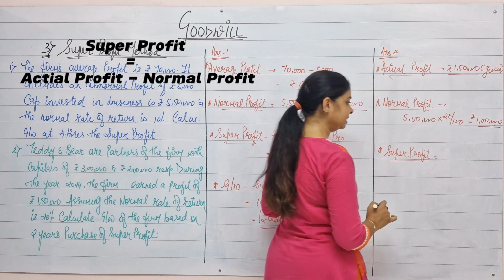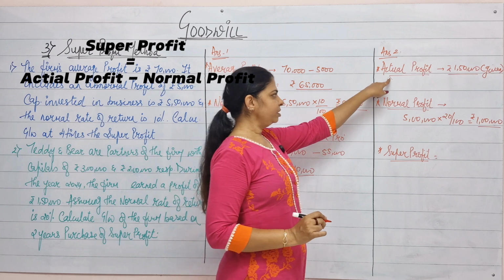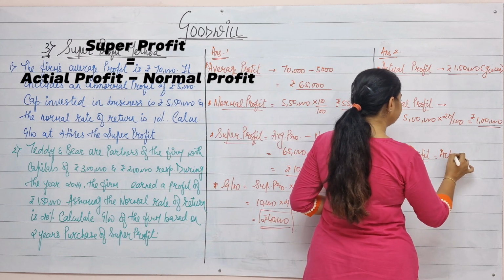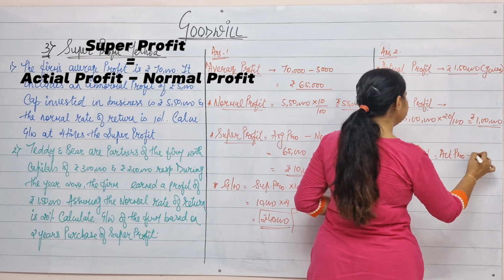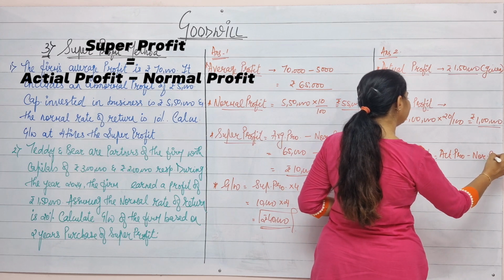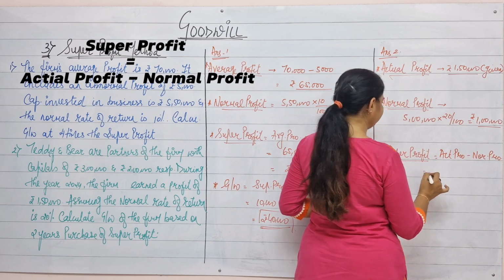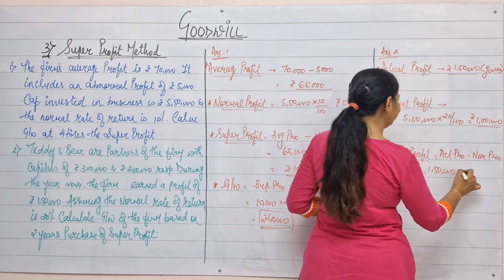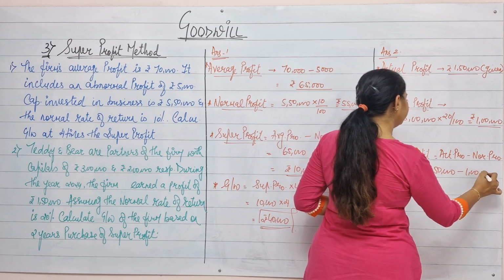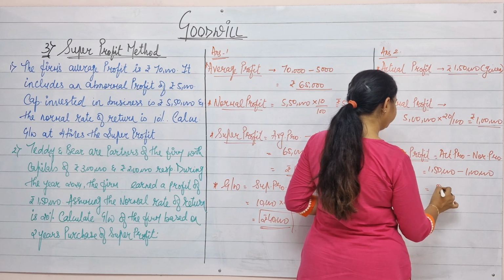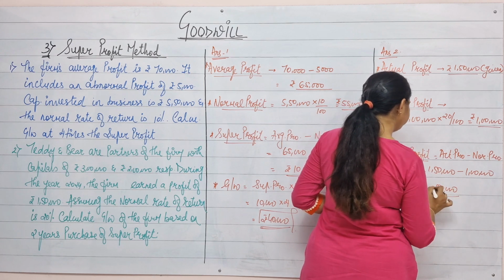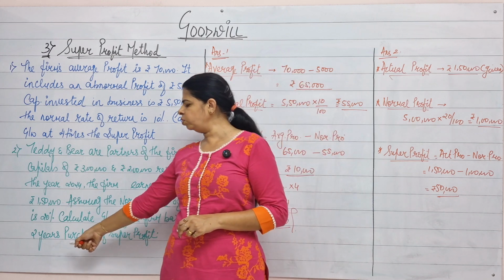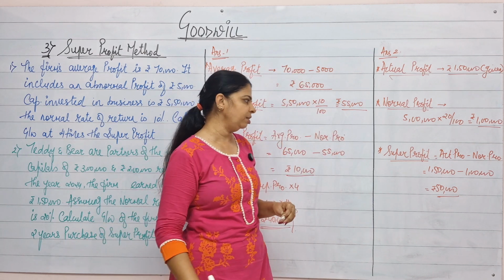Write the formula because it carries marks. Super profit is actual profit minus normal profit. So the actual profit given is 1,50,000 minus normal profit 1 lakh. Your super profit will be 50,000. Now goodwill is to be valued based on 2 years purchase of super profit.